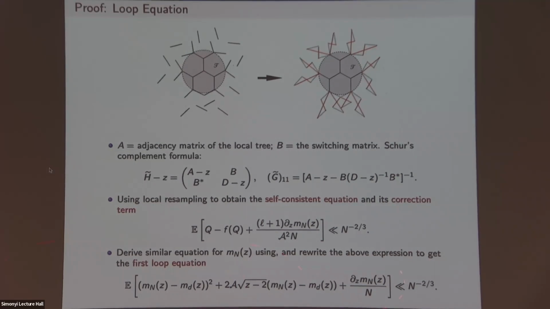So similarly, you can derive the equations for Mn, and then take the difference. You will get the first loop equation.